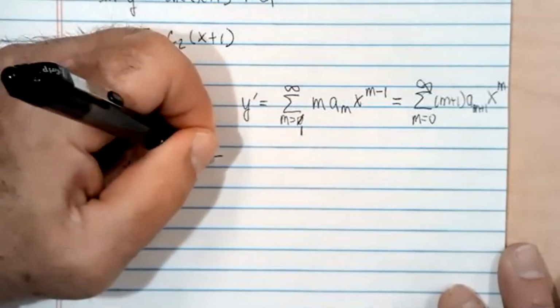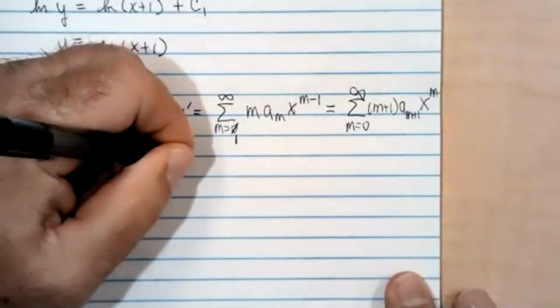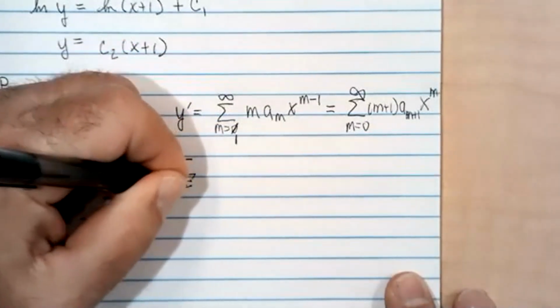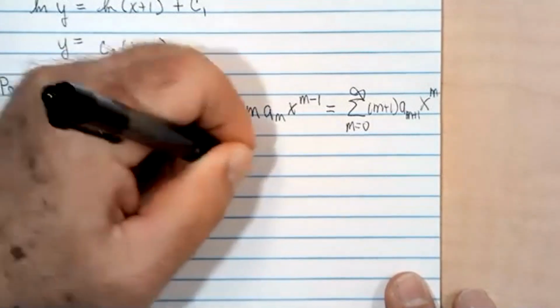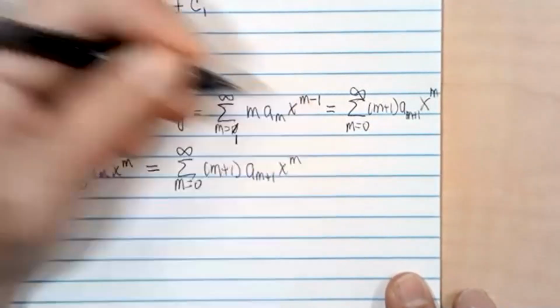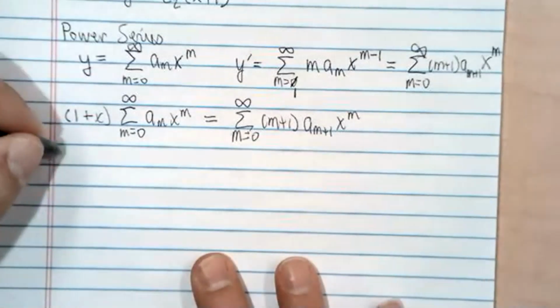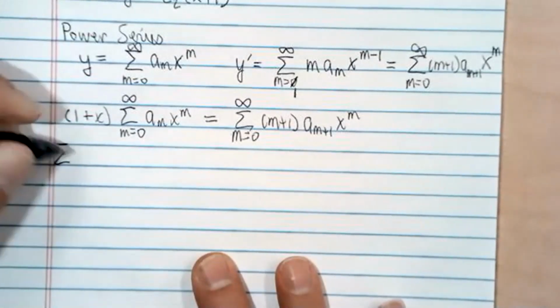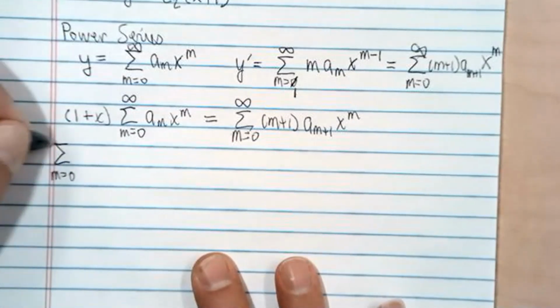Is equal to the series for y prime, which is right over here: the sum m goes from 0 to infinity of (m plus 1) a_(m+1) x to the m. Now, you distribute your series across the 1 plus x. So 1 times this series is just that very series right there.